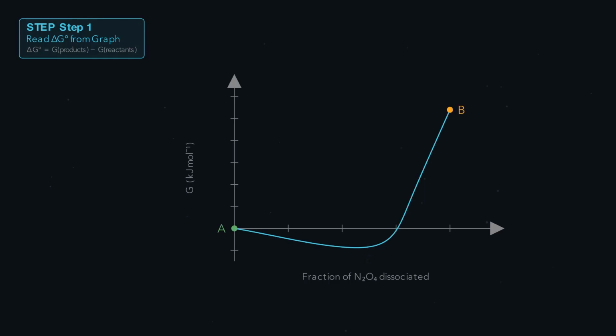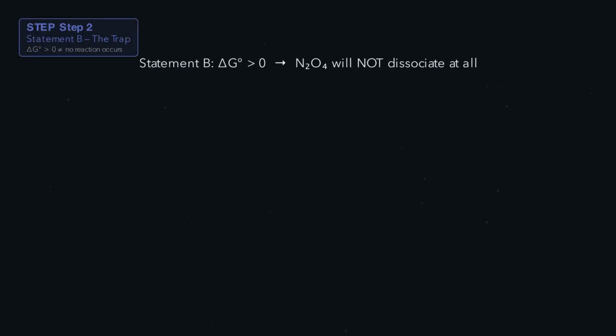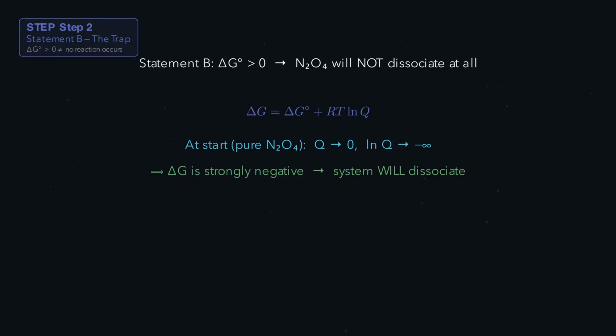The key move is this. Delta G standard equals the free energy of pure products minus pure reactants. On the graph, point B is pure NO2 and point A is pure N2O4. B sits higher than A by 5.4 kilojoules per mole. So, delta G standard equals positive 5.4. Statement A says negative. That's immediately wrong.